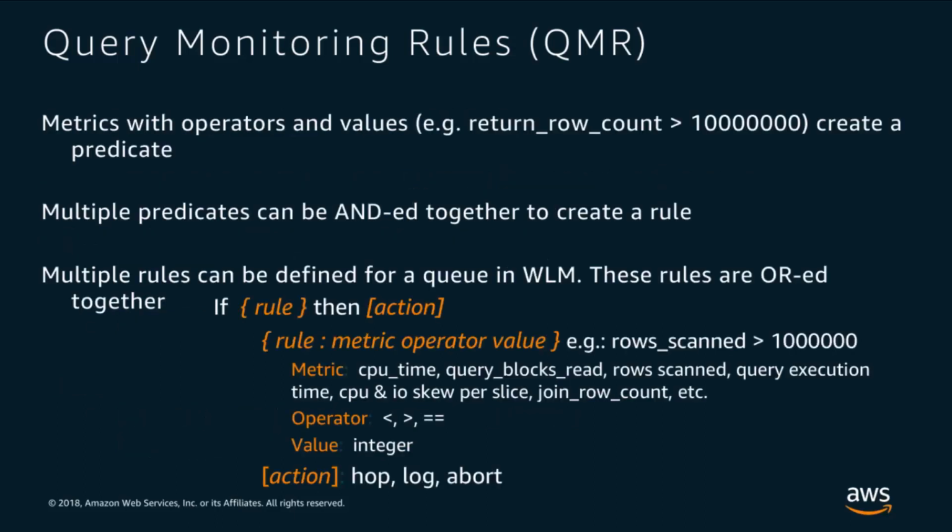As an example here, we have a whole bunch of different metrics that you can check for and write rules for. So for example, maybe you want to have one where a query returns 10 million rows or more. You can set in the rule to abort that query. Maybe you don't want to be aborting queries. You can also just simply log the query as well.